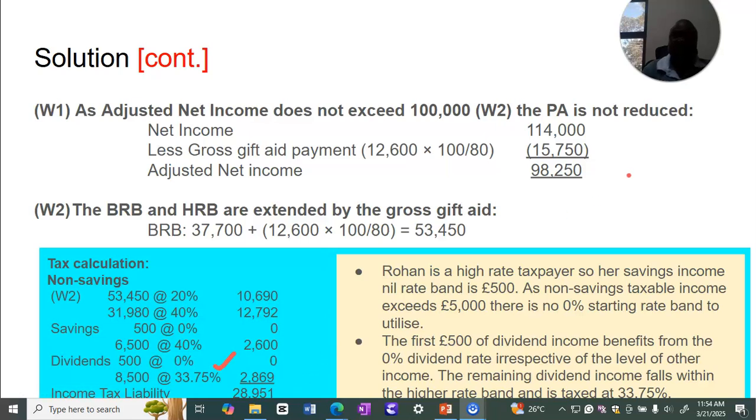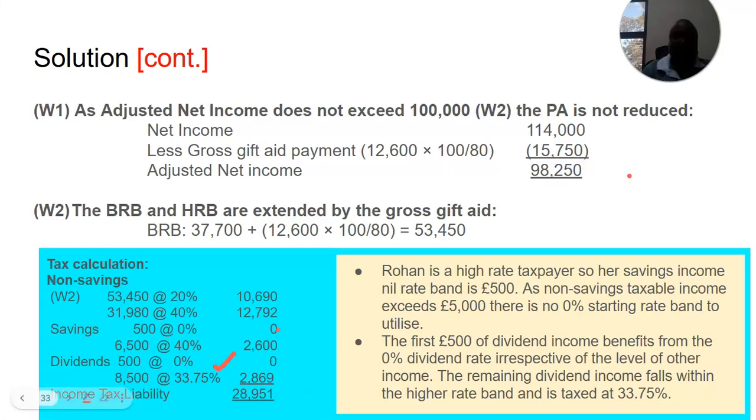Okay, so I'm sure all the figures have been explained, and if you do your computations, you could see the amount of tax. Let me verify the figures because they were done in a hurry. 10,690 plus 12,792 plus 2,600 plus 2,869. That's 28,951. Good. So that's the idea. All right.